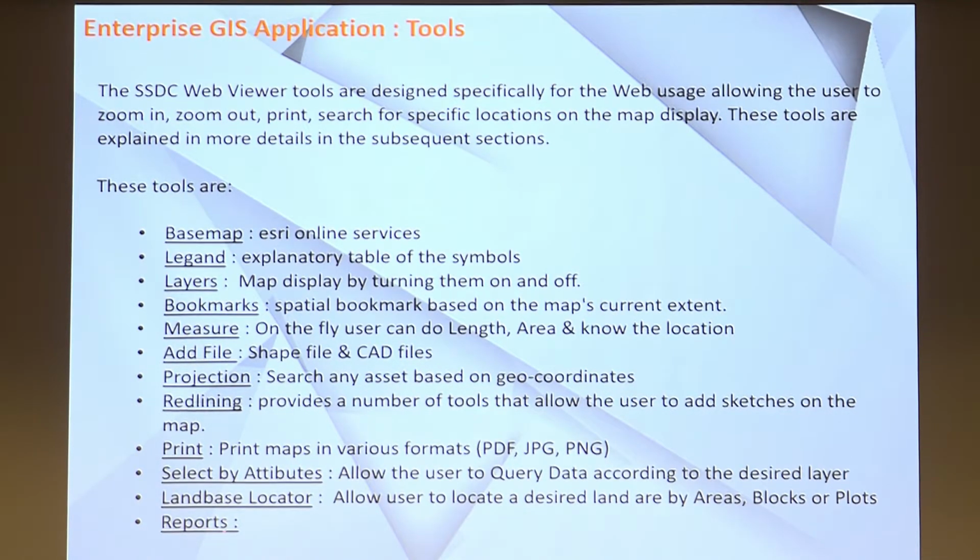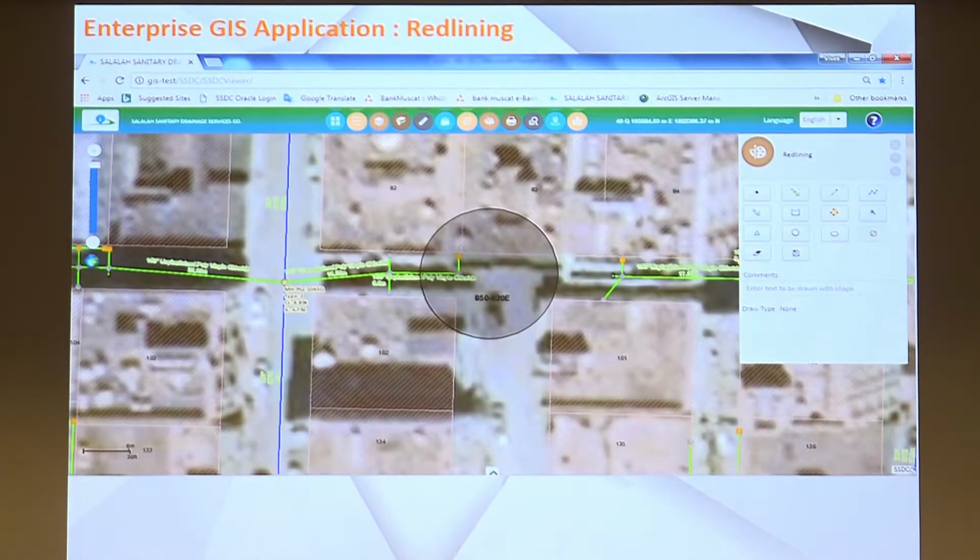And for the managerial level, we have prepared some reports. So this is one example of redlining, what I was talking about: whatever data we have, if somebody wants to map or project something on the map, he can just draw the line and put some comments. Once he enters that comment, he can simply save it. Especially the GIS team or anyone who wants to review that data can go back and make the necessary changes.